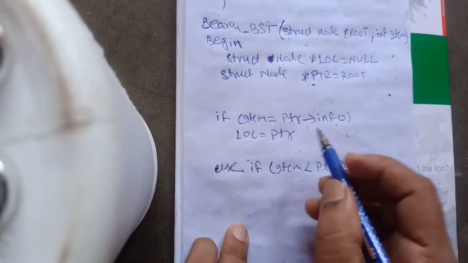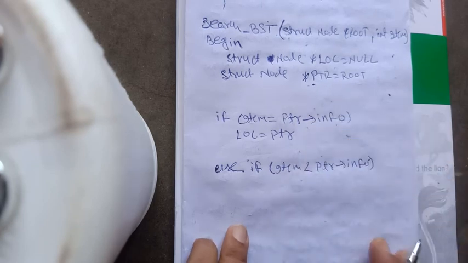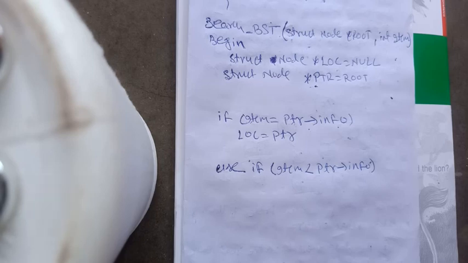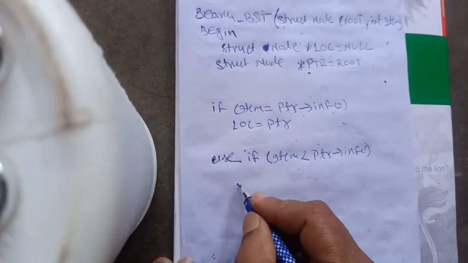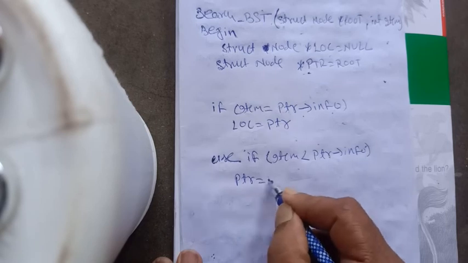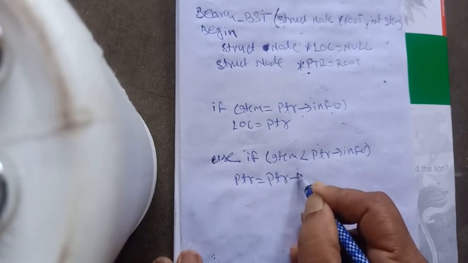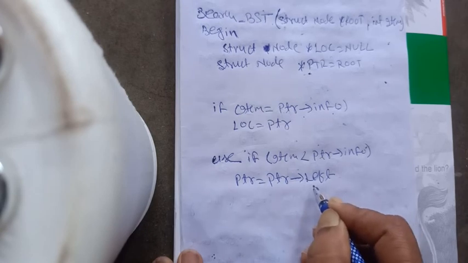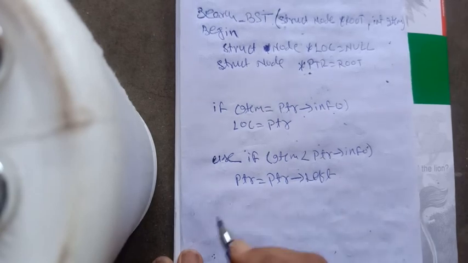Right now ptr is pointing to the root node. It is pointing to a node, and that node has two pointer fields, the left child pointer and the right child pointer. So we can set ptr equals to ptr of left. Left is a pointer field, so that ptr left will now be stored in ptr.